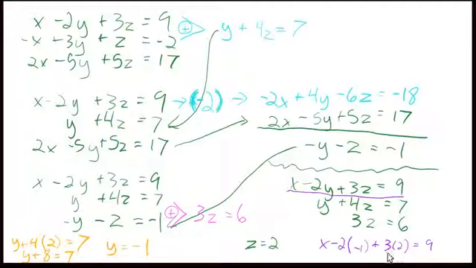Right? Let's see. 6. Oh, sorry. It's 6 plus 2. 6, 7, 8, of course. 8 plus x is equal to 9, so x must be 1. So our solution, we've got x, y, and z. 1, negative 1, 2 is our solution.